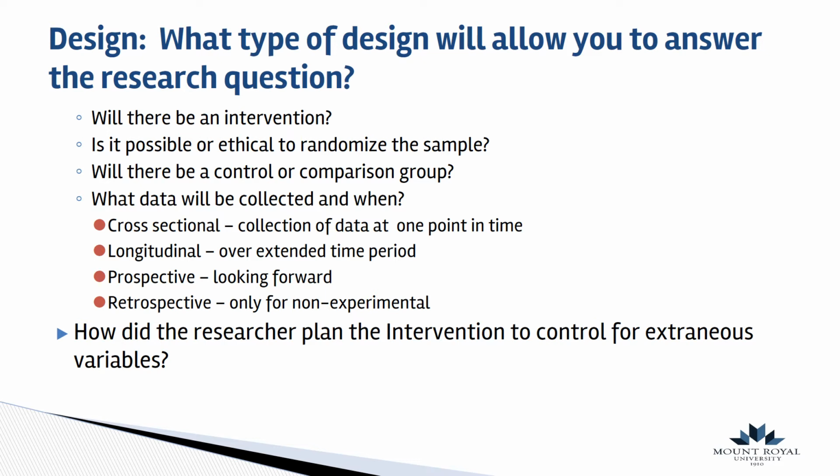So another question is, how did the researcher plan the intervention to control for extraneous variables? That's really, really key. And we know that having a random sample and having really strong inclusion and exclusion criteria can contribute to that, but that becomes more difficult with quasi-experimental design.